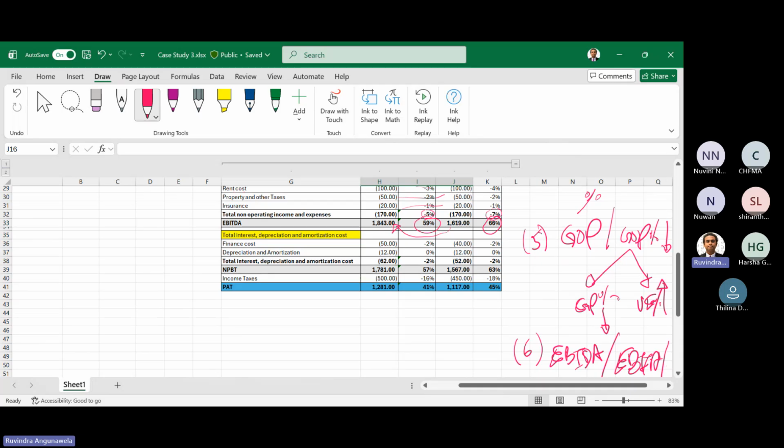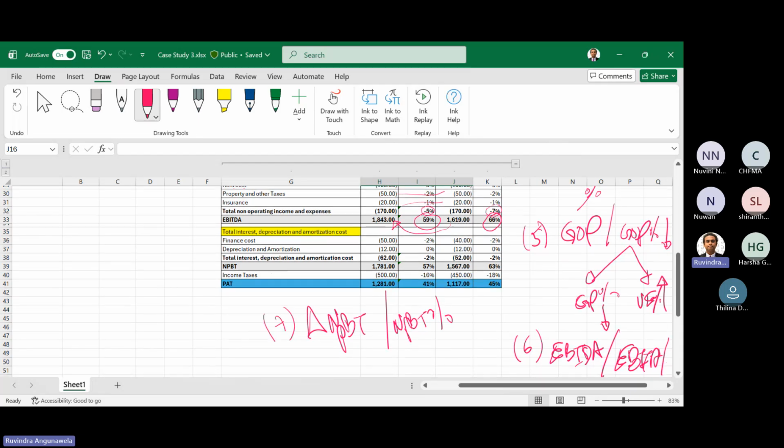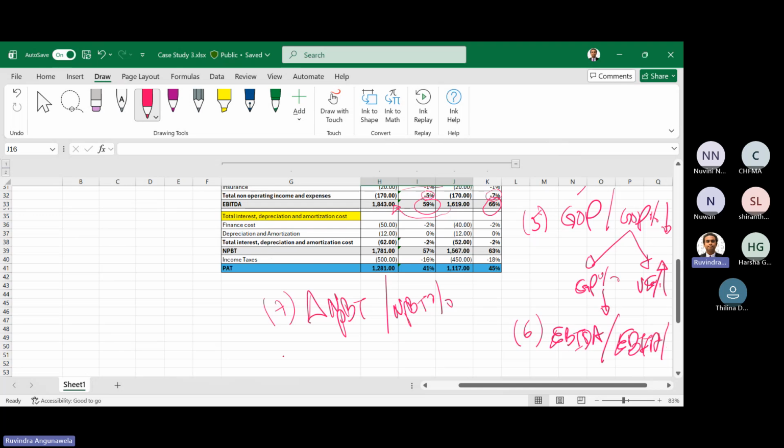Then we have the finance cost or the interest cost, depreciation, which is very straightforward. And then we have the net profit before tax. So the seventh point that you will have to bring in is, of course, the change in the NPBT and the NPBT margin. So in absolute value, it has increased, good. But in terms of percentages, it has decreased again because of the discussions that we had earlier. You don't need to repeat that. That is obvious.